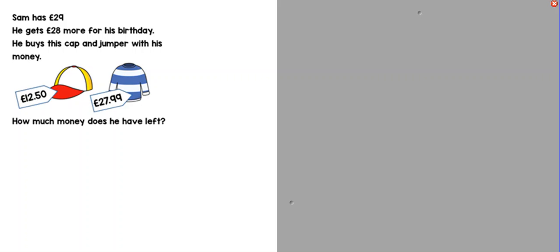Let's have a look at this one. So Sam has £29. He gets £28 more for his birthday. He buys his cap and jumper with his money, so he spends £12.50 and £27.99. So how much money does he have left? You need to add those together to work out how much you spent in total. You need to add those together to work out how much money he's got in total. And then you've got to work out how much money he has left. Pause the video now and see if you can have a go at this one.